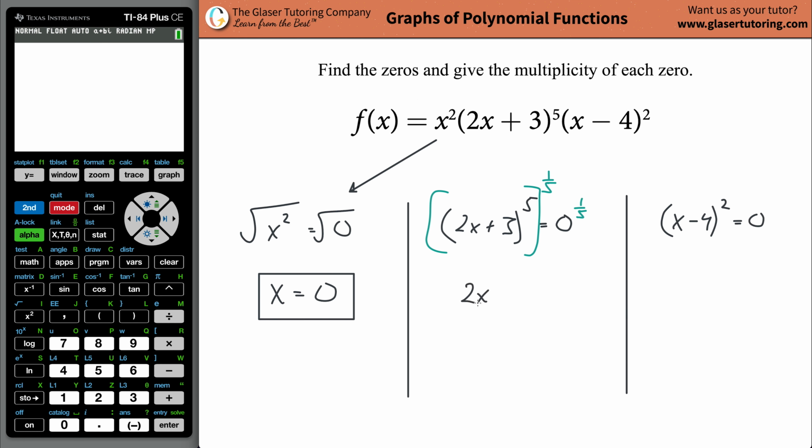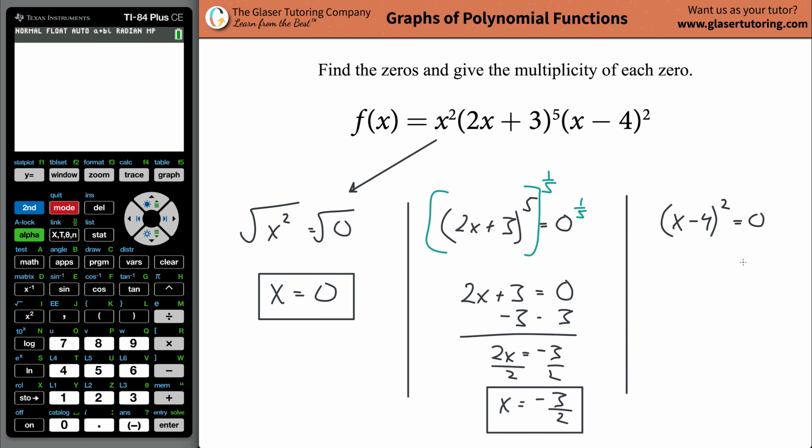So this is then 2x plus 3 equaling 0. The question you're asking yourself is what times itself 5 times will give you 0, and obviously it's still 0. So minus the 3 on both sides. That's going to be 2x is equal to negative 3. Divide by 2 on both sides, and x will be equal to negative 3/2, or negative 1.5.